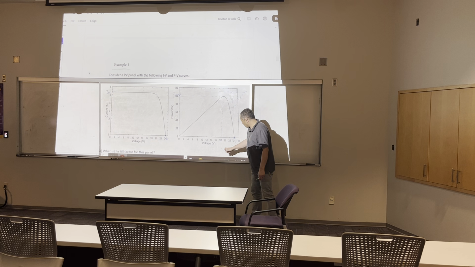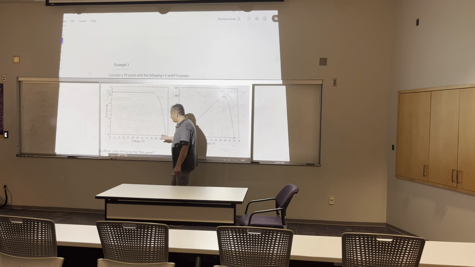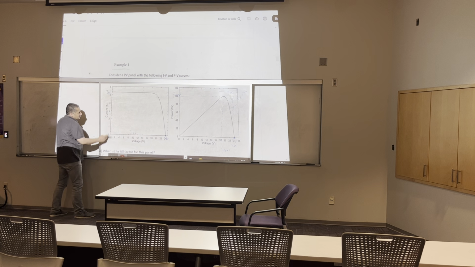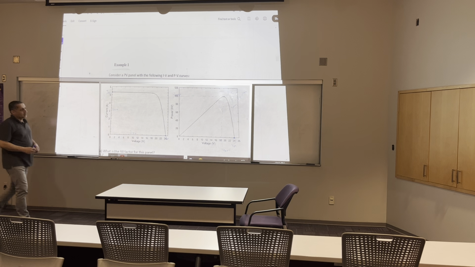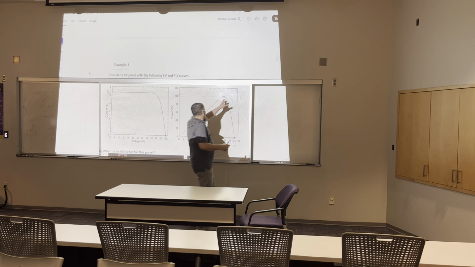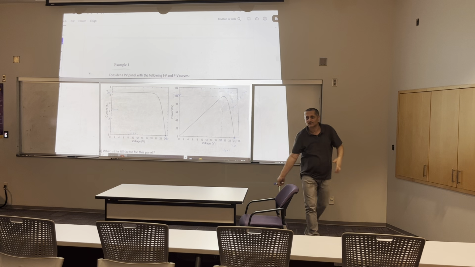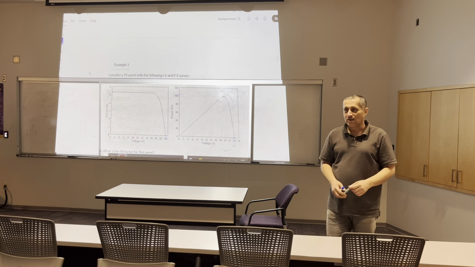So this is V open circuit. V open circuit, we say, at this axis I equals 0, and at this axis V equals 0, short circuit. So after this point the current will drop to 0, so the power will go to 0. Okay?